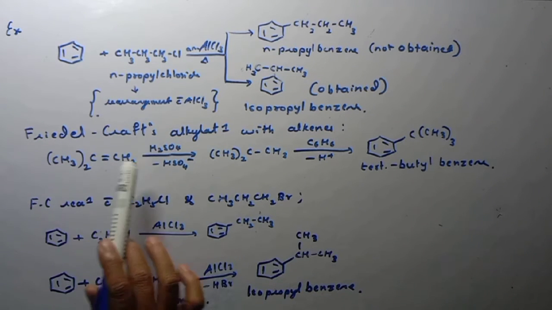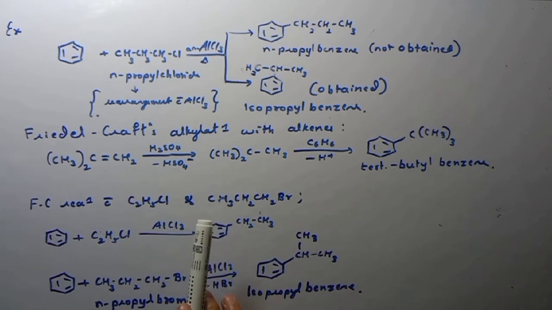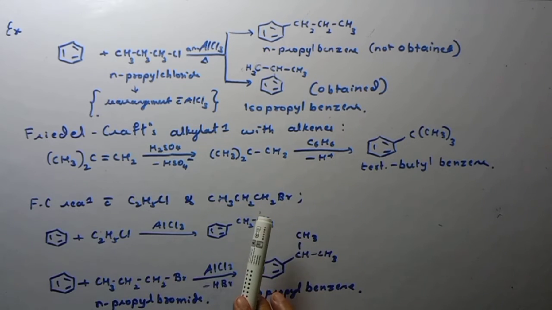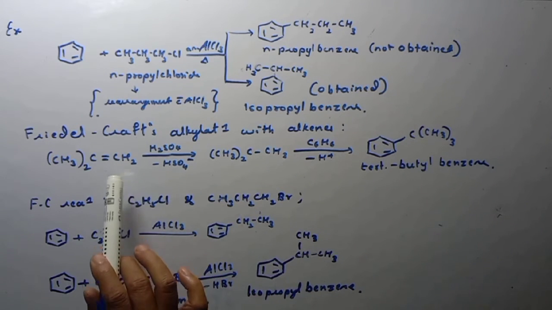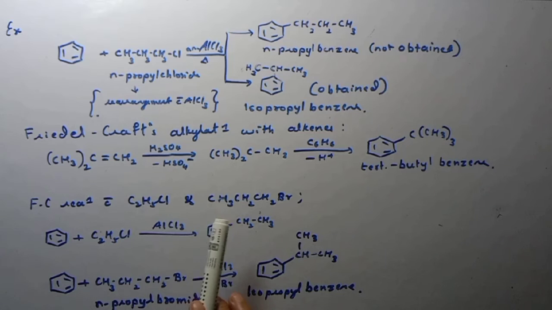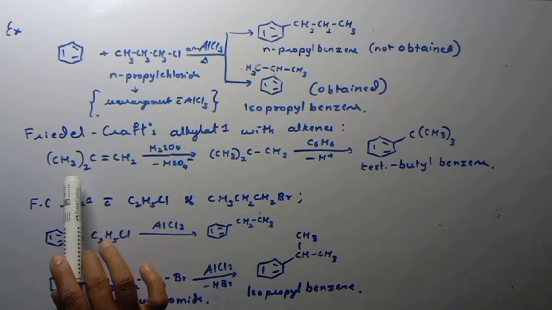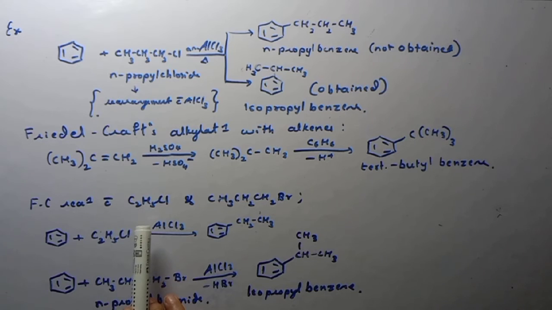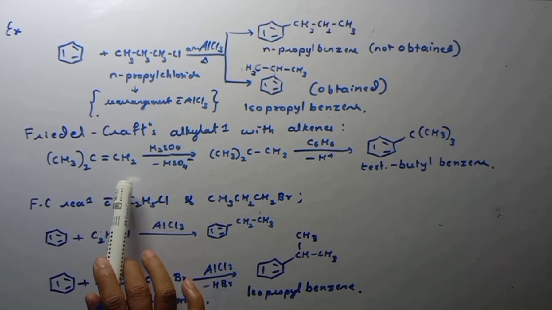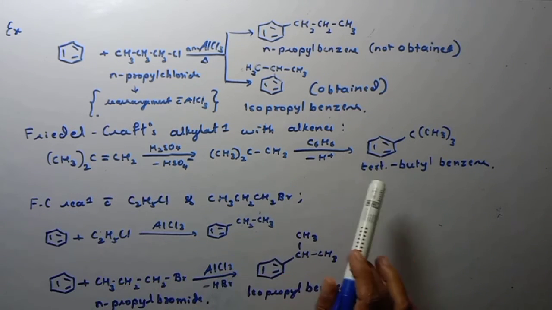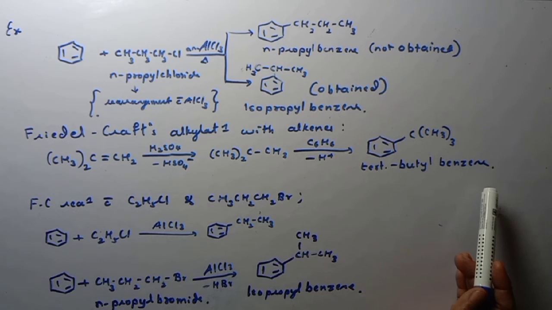Okay. Similarly, one can explain the alkylation reaction with alkenes. Even alkenes or alcohols react with benzene to give alkyl substituted compounds. For example, when the alkene, say 1,2-butene, is taken, it gives tertiary butyl benzene.